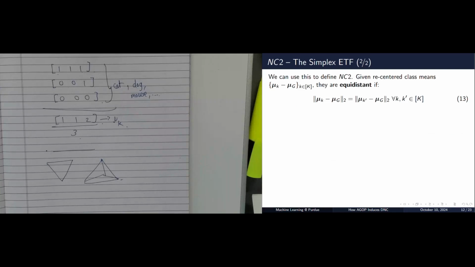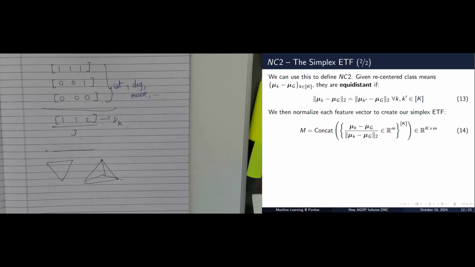So we can use this to define NC2, which is our second metric. Given the recentered class means that we have from here, they are equidistant, meaning the 2 norm is the same for every single combination of K in my set of classes. And we can then normalize each feature vector. Also high level, equations 13 and 14 are trying to basically create the structure of the simplex ETF using the feature vector.